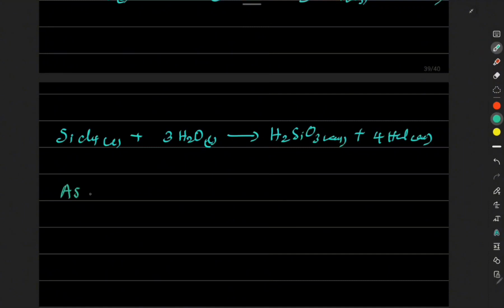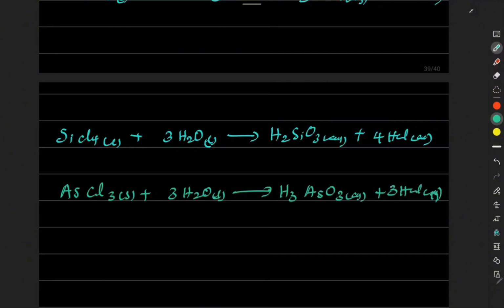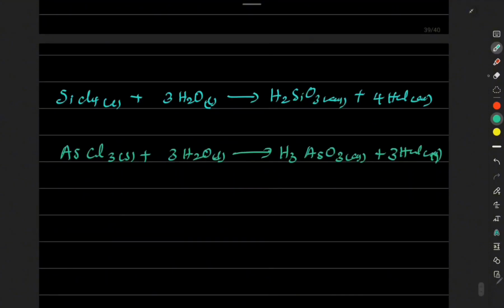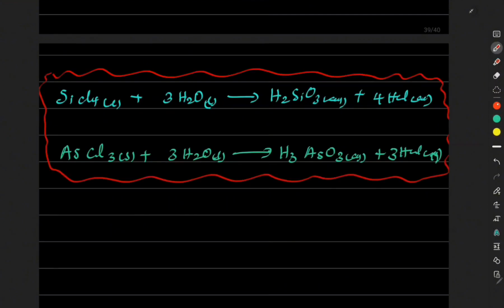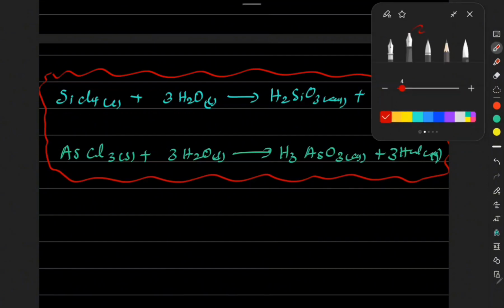Arsenic, AsCl3, which is a solid, plus 3H2O liquid. It forms H3AsO3 aqueous plus 3HCl aqueous. Both of these, the products are similar. Let's look at the next reaction.